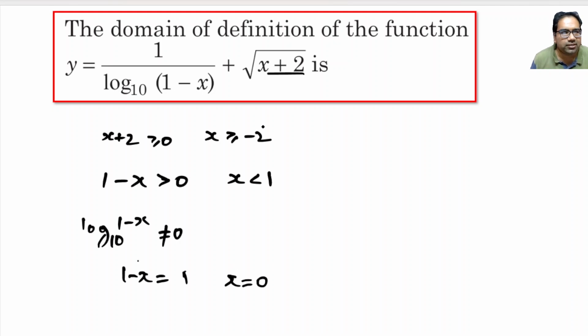This cannot happen. See, if x equal to 0, then log 1 to the base 10 is 0. Then this part is not defined. Right. So x cannot be 0. x is greater than or equal to -2, x cannot be 0, and x is less than 1. Basically, -2 less than or equal to x less than 1, but without x being equal to 0. That is the condition.